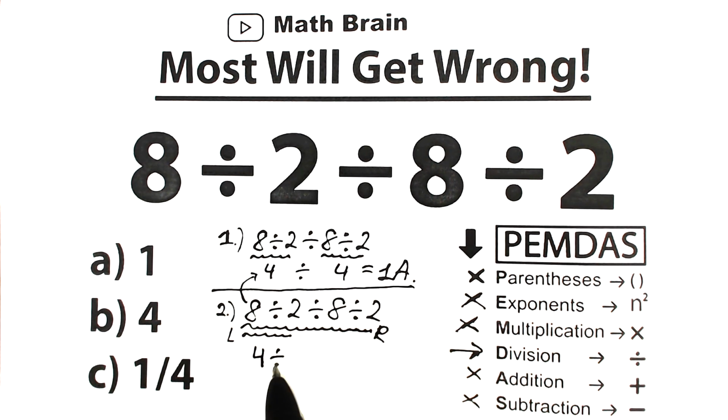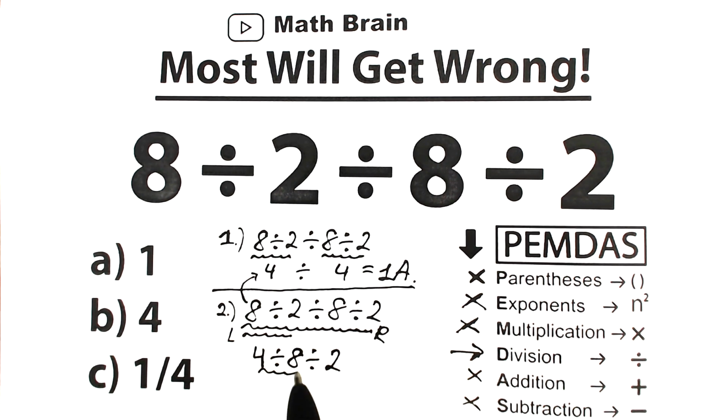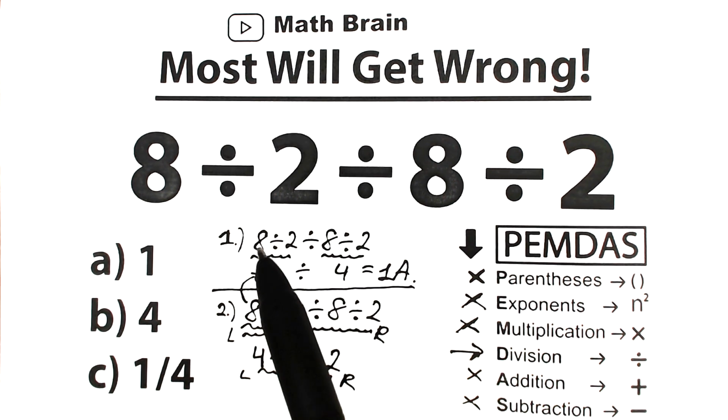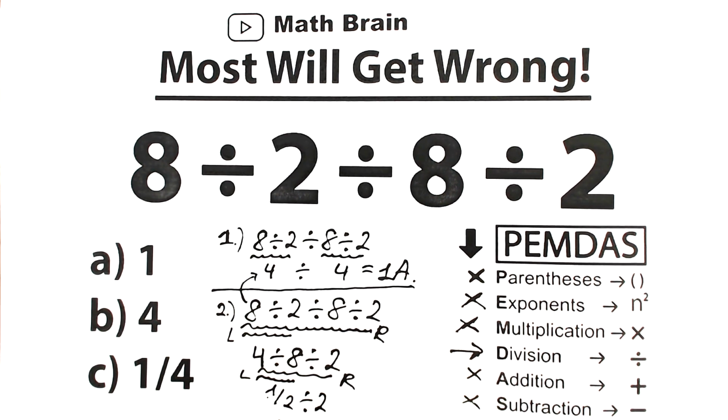As you can see, the difference between this method and this method is the order in which we do this problem. So right now we rewrite this expression, and we still have this division sign, and we scan once more for the first sign from left to right, because before we jumped from the left-hand side to the right-hand side, and according to PEMDAS we need to scan for the first sign from left to right. According to PEMDAS, the correct first sign from left to right is division. So 4 divided by 8 equals 1/2, and with this division by 2 we have 1/4.